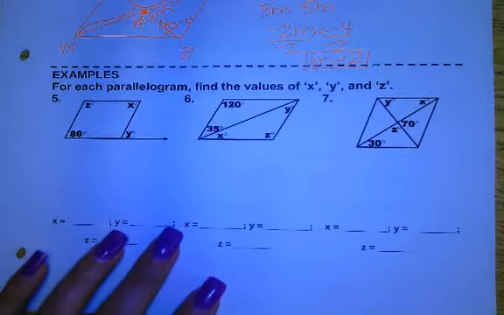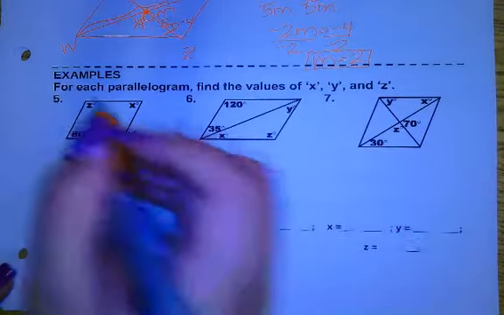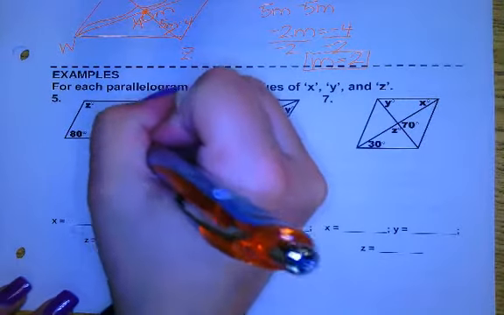Okay. 5, 6, and 7, we're solving for our values of x, y, and z. What do you know about, or which angle could you solve for first? Okay, what is y? No, it's not 100. It's 80. How do you know y is 80? Because the side next to it has to be 180 minus 100, which equals 80.